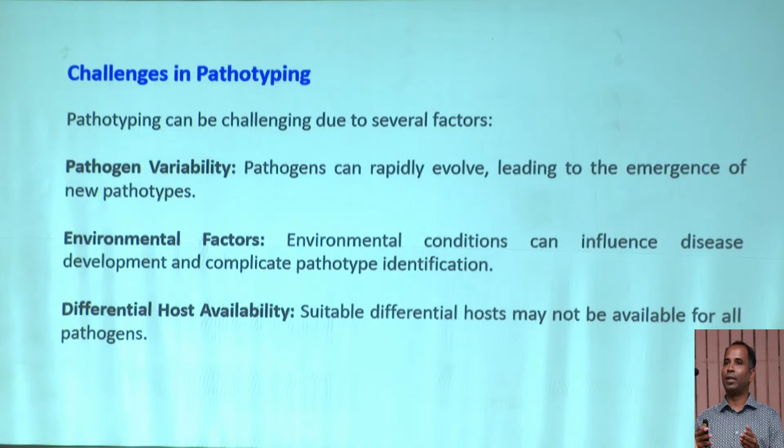What are the challenges we faced during pathotyping? The first one is pathogen variability. Certain pathogens are highly variable in nature. For example, in the case of Magnaporthe, because of their clonal propagation nature, they show a high level of genetic variability. Then environmental factors can affect disease development and complicate the phenotyping process. Then a key factor is the availability of differential hosts. We have differentials for the nationally important plant pathogens, but for certain pathogens we do not have a differential, and it has to be established if you are working on such a pathogen.